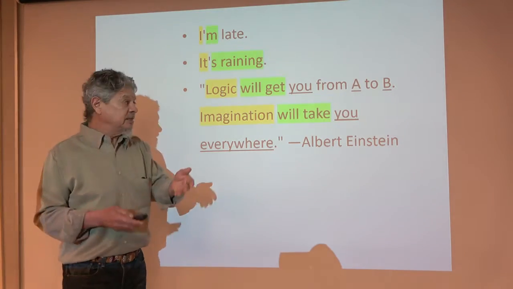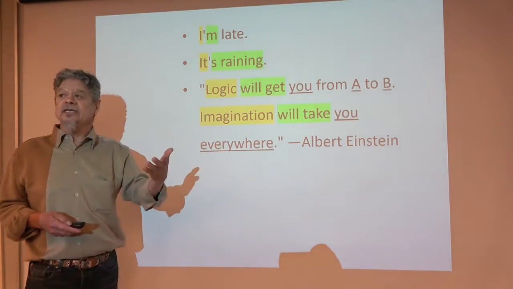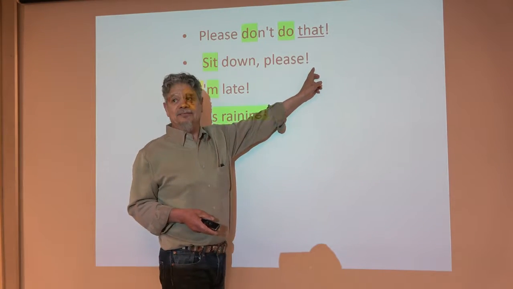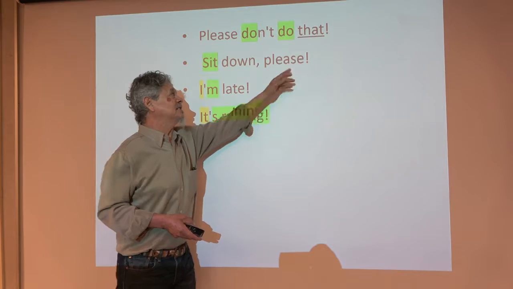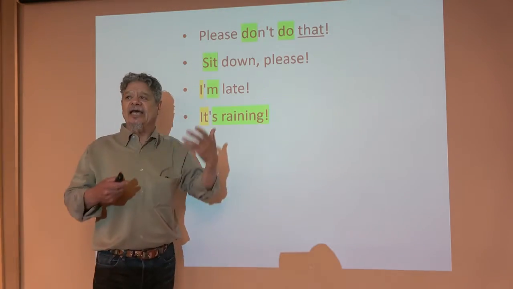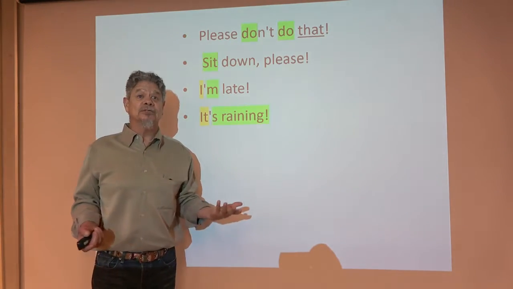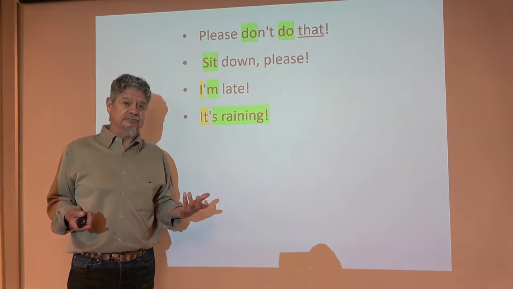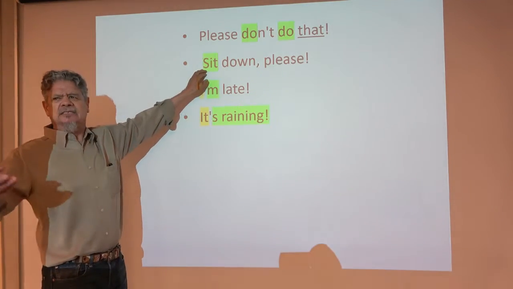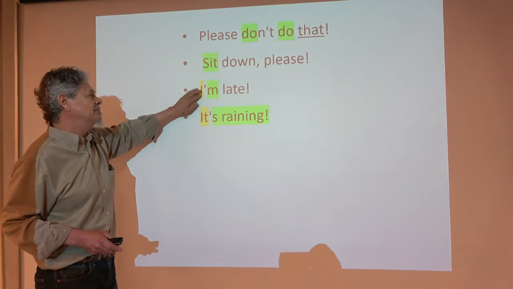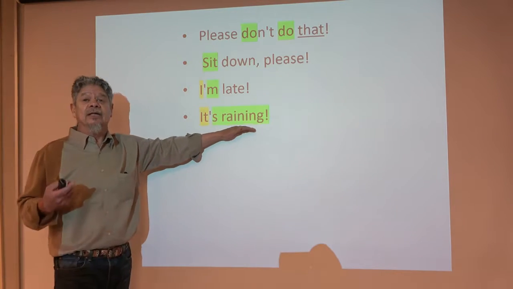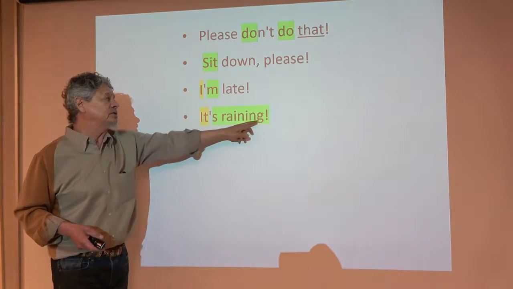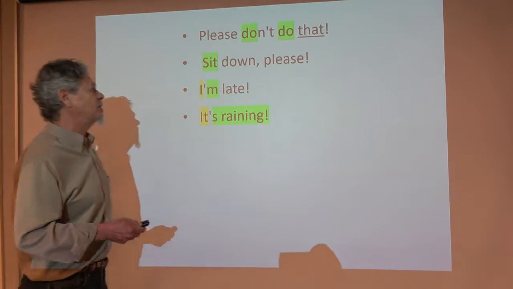Now, these sentences could easily also have exclamation marks. And this exclamation mark just indicates more emotion. If we say, please don't do that, that would be an exclamation mark. Sit down, please, more emotion. I'm late, it's raining. It can be anger, or it can be happy emotion, but emotion. And so we use exclamation points.